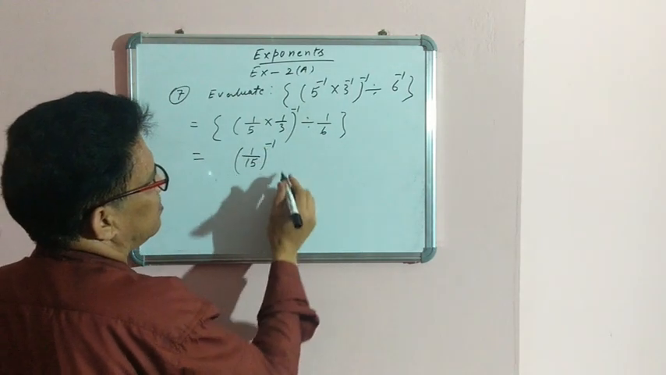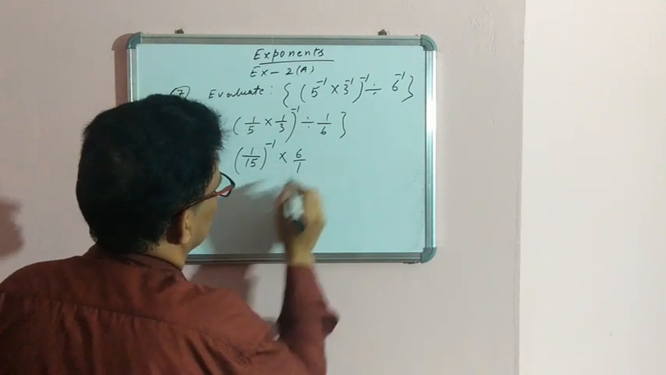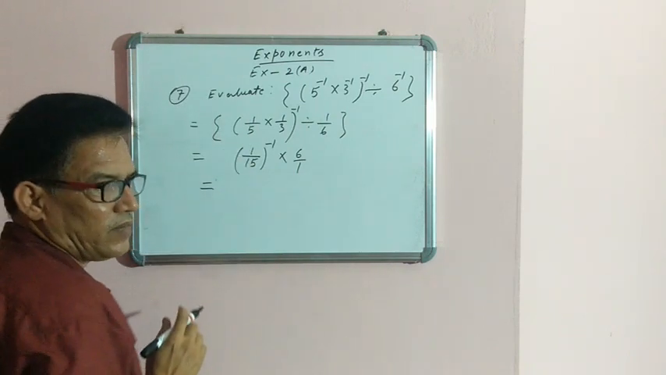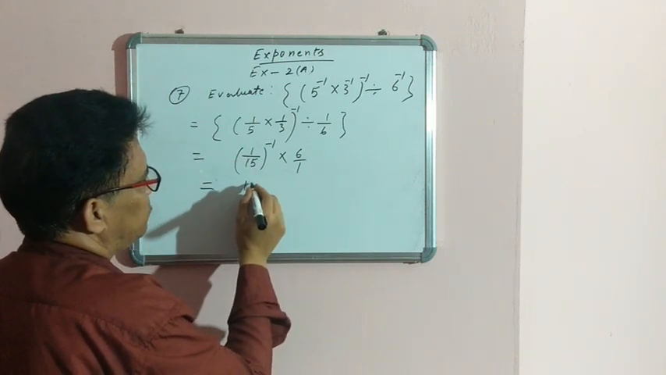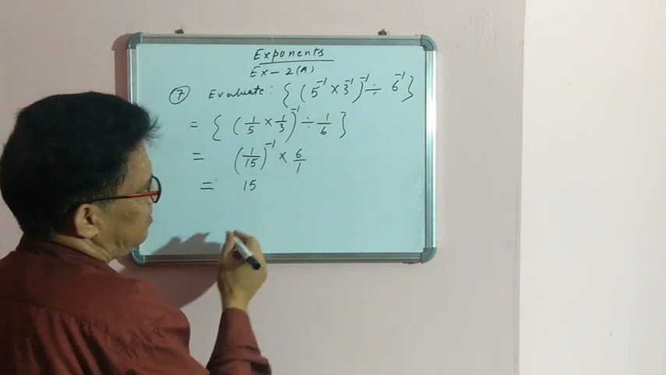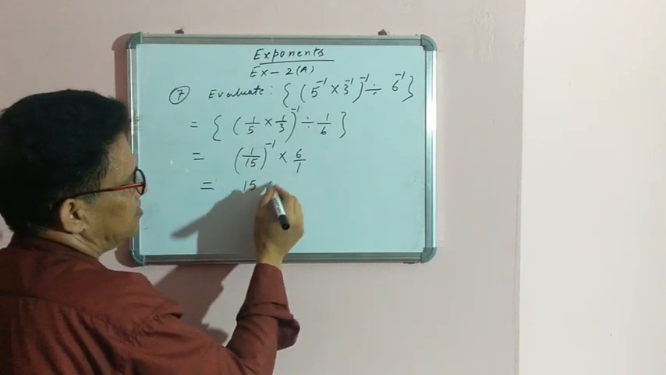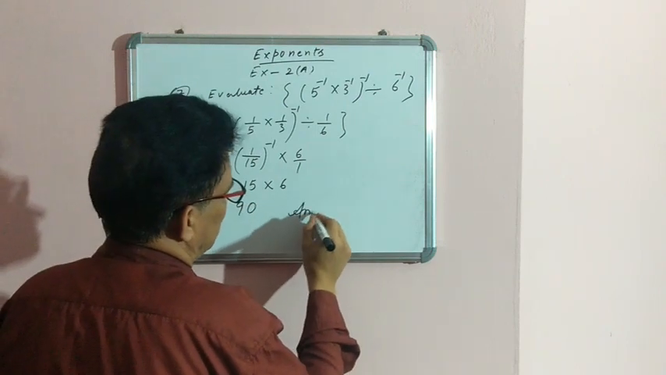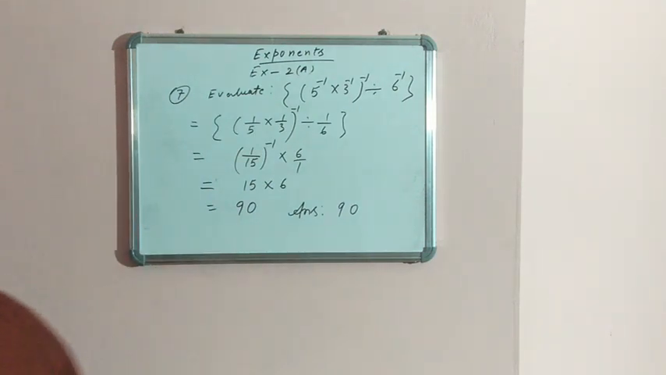If you want to convert this, then it will become 6 by 1, or simply 6 you can write here. So here you are getting 1 by 15 power minus 1, then you can write, do the reciprocal. So 1 by 15 power minus 1 is equal to 15, and this is into 6, then you are getting 90. So answer is 90. 7 we have solved. Question number 8.